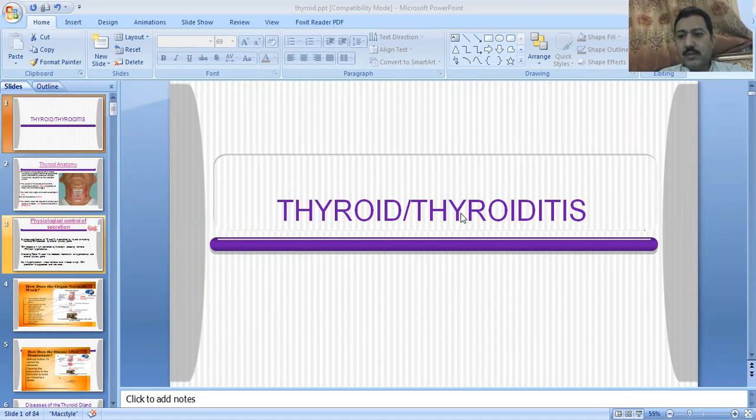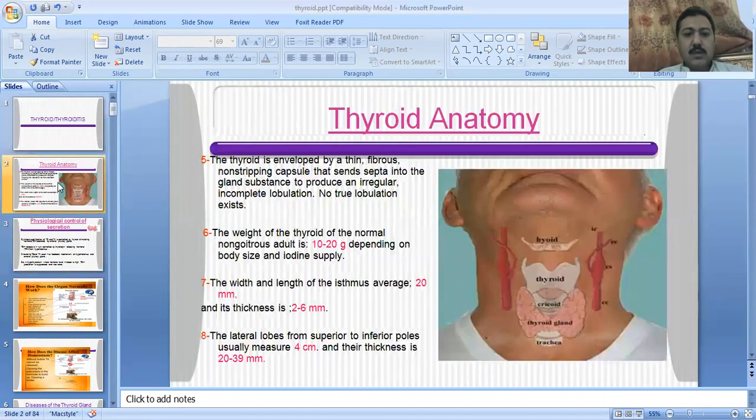Before going to this inflammatory process, we should take a brief view of the anatomy and physiology of the thyroid gland. This is the normal anatomy of the thyroid gland. Here you can see the thyroid gland, and it lies between the cricoid cartilage and the trachea. It lies in the midline of the neck. This is the hyoid bone, this is the thyroid cartilage, this is the cricoid cartilage, and this is the thyroid gland, and it has two lobes.